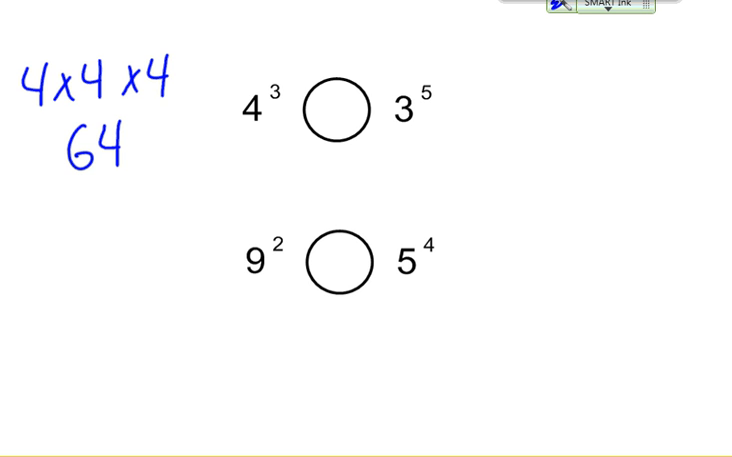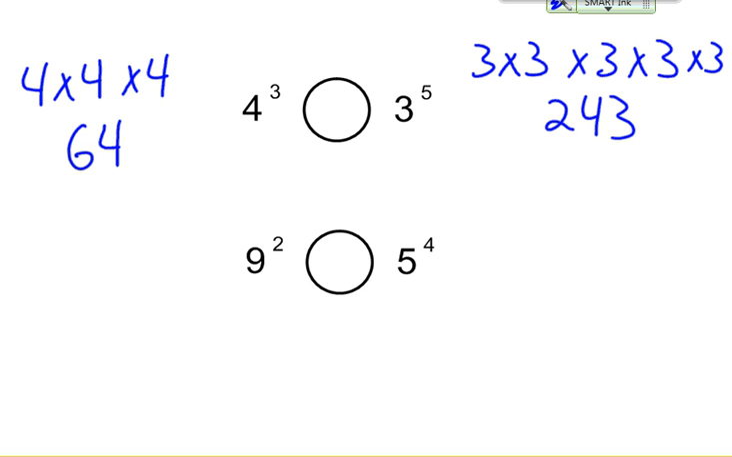Or 3 times 3 is 9. Times 3 is 27. Times 3 is 81. Times 3 is 243. And so in the end, we see that 3 to the 5th is much, much bigger than 4 to the 3rd.